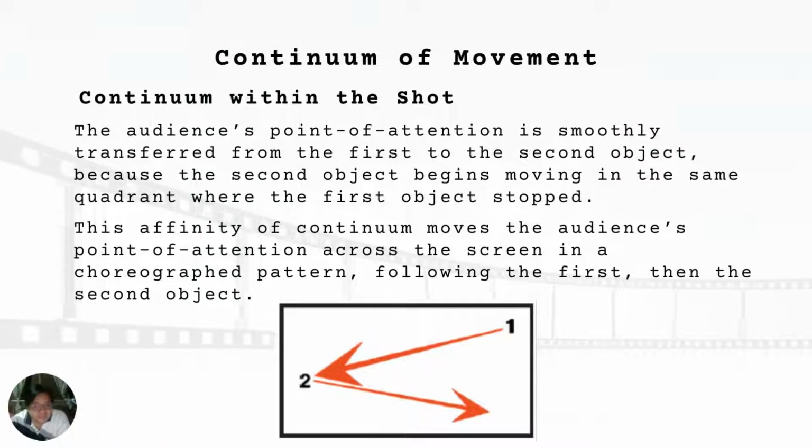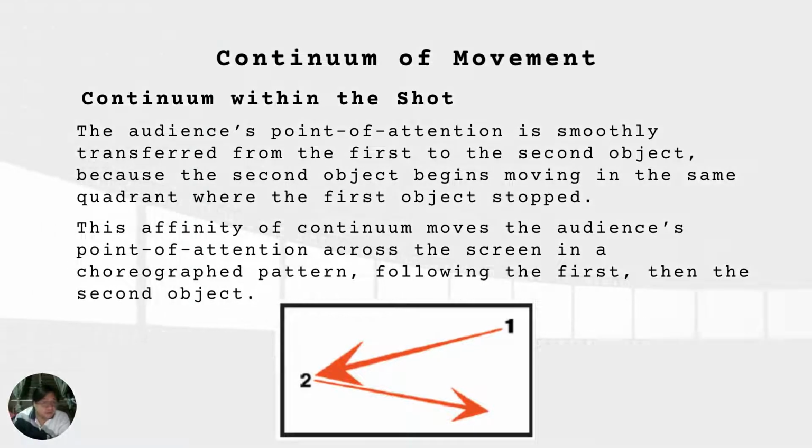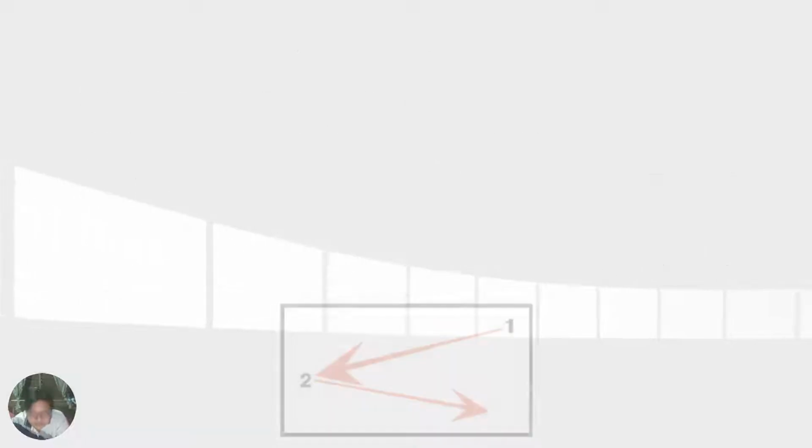Okay? Continuing within the shot, the audience's point of attention is smoothly transferred from the first to the second object because the second object begins moving in the same quadrant where the first object stops. This affinity of continuum moves the audience's point of attention across the screen in a choreographed pattern following the first, then the second object. So, when the two subjects are moving, you can create continuum within the shot.